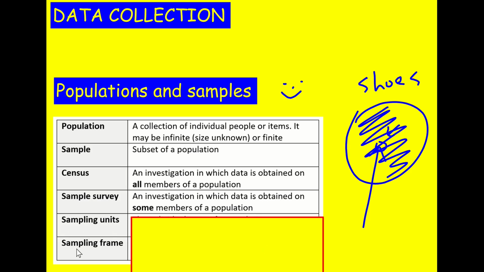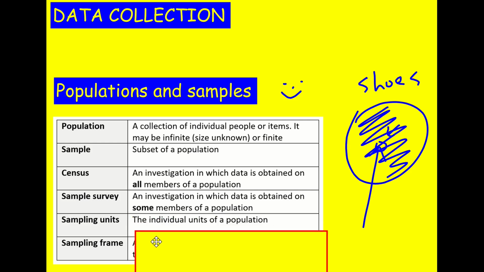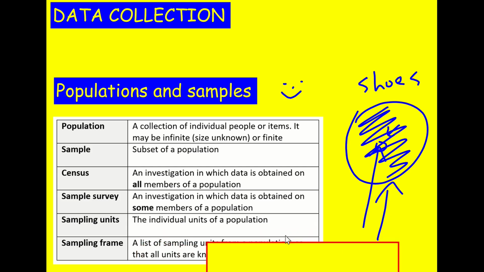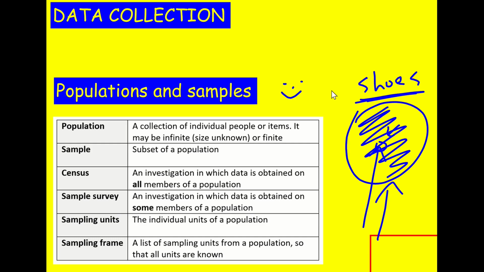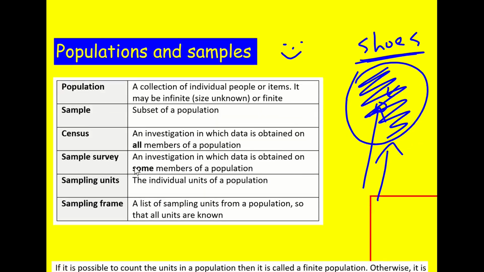And probably the 2 most tricky ones to remember, but actually, there's a fancy name for them, but they're not exactly difficult concepts as such. A sampling unit is just the individual units of a population. Guess what it is for this one over here? It's an individual shoe. And then sampling frame is a list of sampling units from a population so that all units are known. So this is me listing all my shoes. I got a bit carried away with shoes, but it illustrates these ideas.